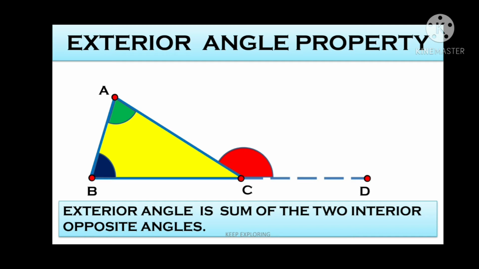Since the angle ACD is the exterior, angle ACB will be the interior. So its opposite angles are angle A and angle B. So angle ACD will be equal to angle A plus angle B. As the theorem says, the exterior angle is the sum of the two interior opposite angles. So angle ACD will be equal to angle A plus angle B.